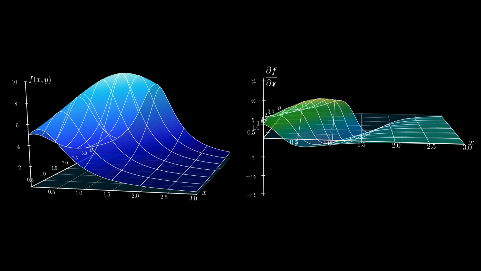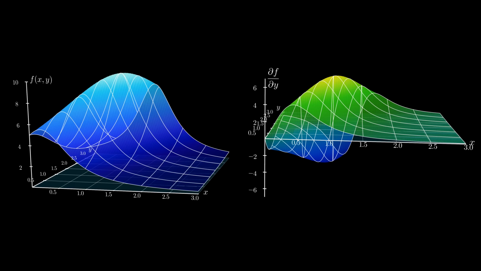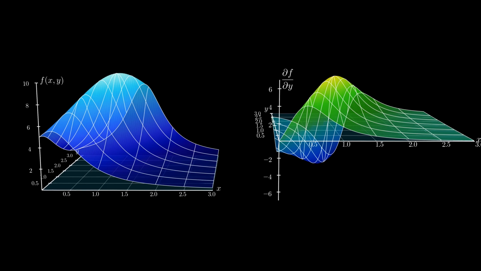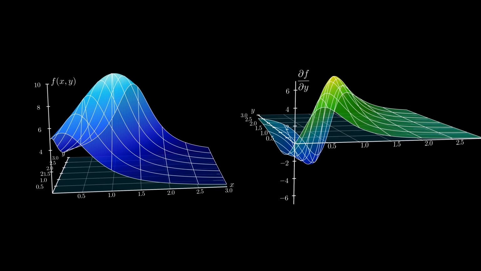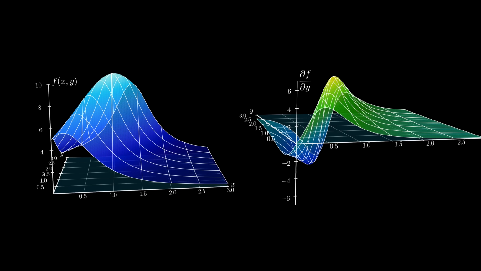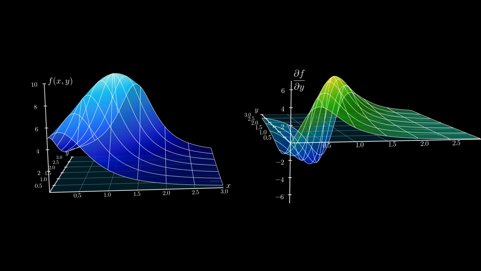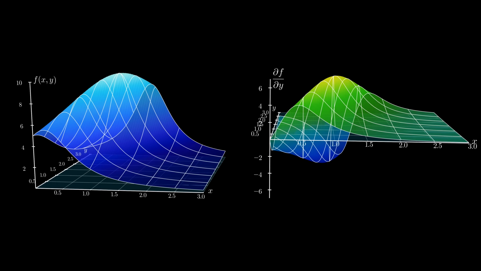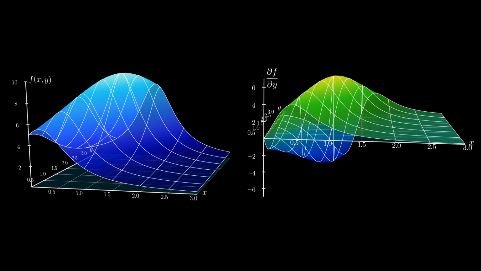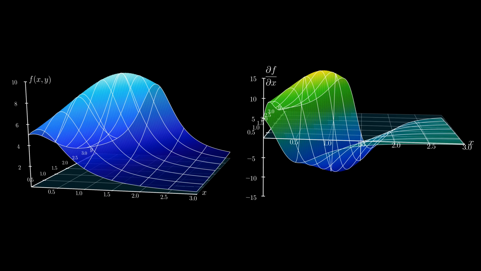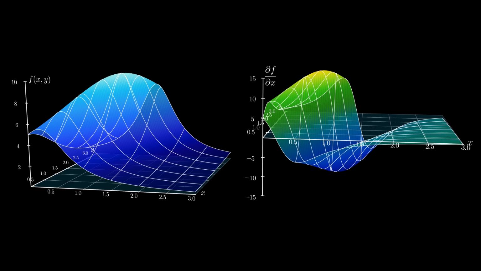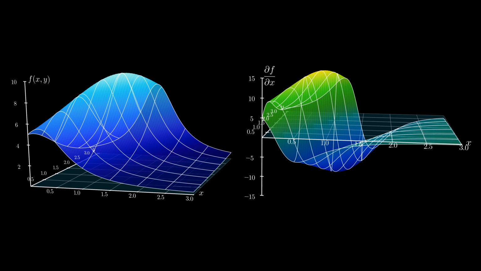We can also take the partial derivative with respect to y, treating x as though it were a constant. And here is what that would look like. And just like for functions with a single independent variable, we could take second and third derivatives of functions with multiple independent variables. But let's back up and take a closer look at the partial derivative of f with respect to x.